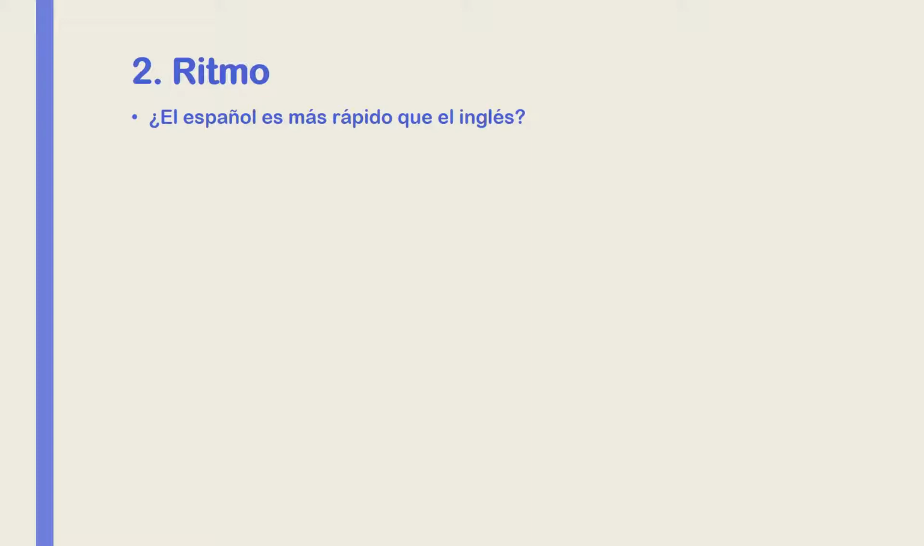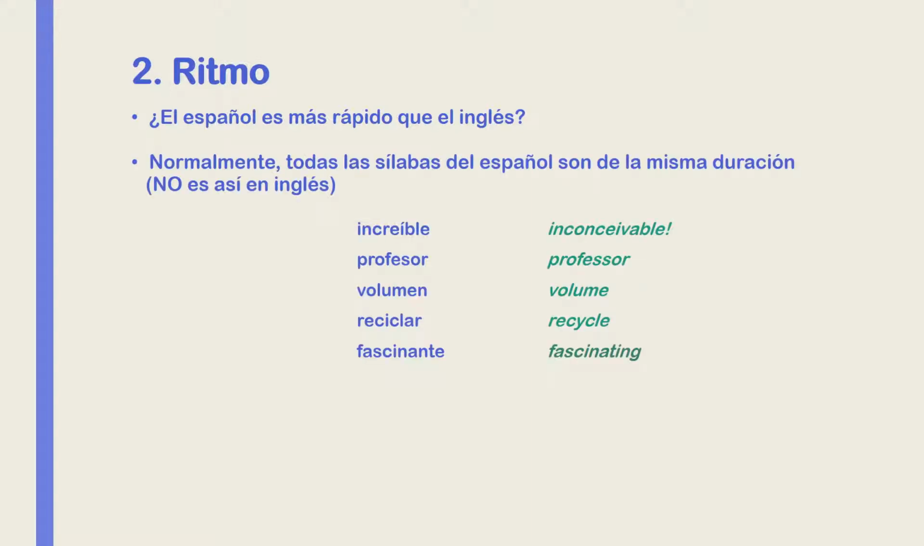Like in English, my husband talks like a machine gun. He will say blah, blah, blah, blah, blah. So he smooshes syllables into little shots. It almost reminds me of a machine gun. But why does everybody think that Spanish is faster than English? Again, some people do speak faster, but it's not because it's Spanish. Here's one reason. Normalmente, todas las sílabas del español son de la misma duración. No es así en inglés.